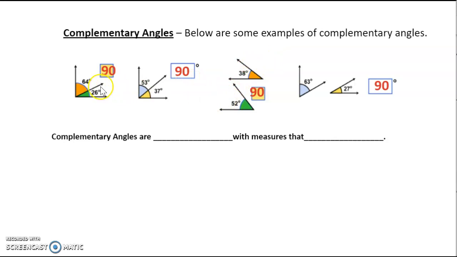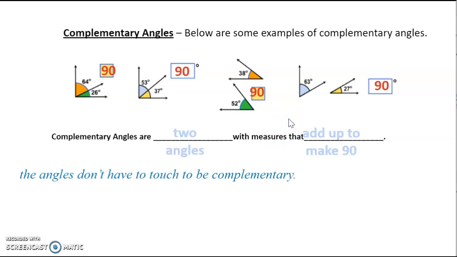They do not have to be right next to each other like here. They do not have to be sharing a ray. They can be two separate angles, but when they add to 90, we say they are complementary angles. So we say complementary angles are two angles with measures that add up to make 90 degrees. You should have these notes in your graphic organizer, but the angles don't have to touch to be complementary.